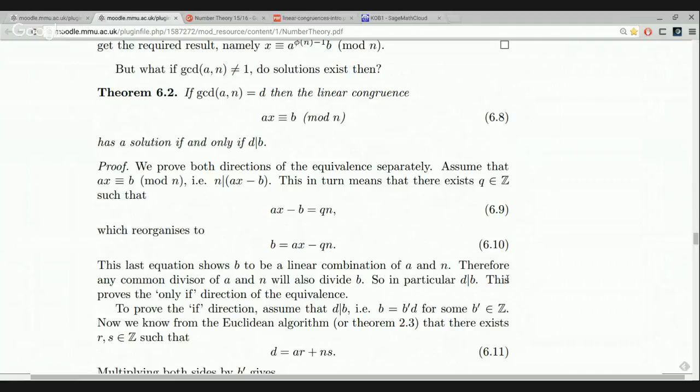Assume D does divide B, prove solutions exist. Then assume D does not divide B, and prove solutions do not exist.